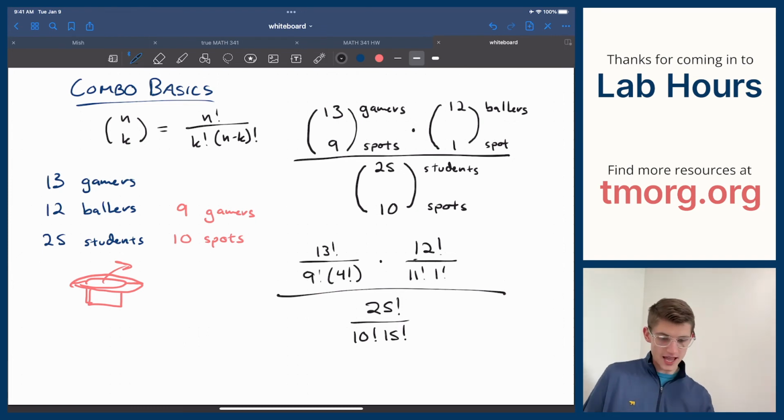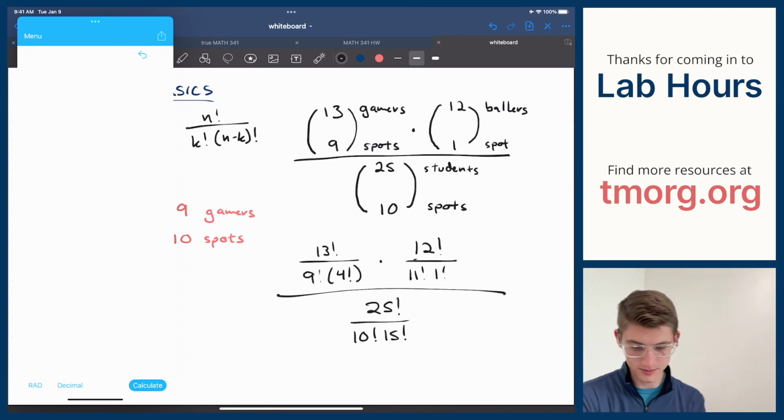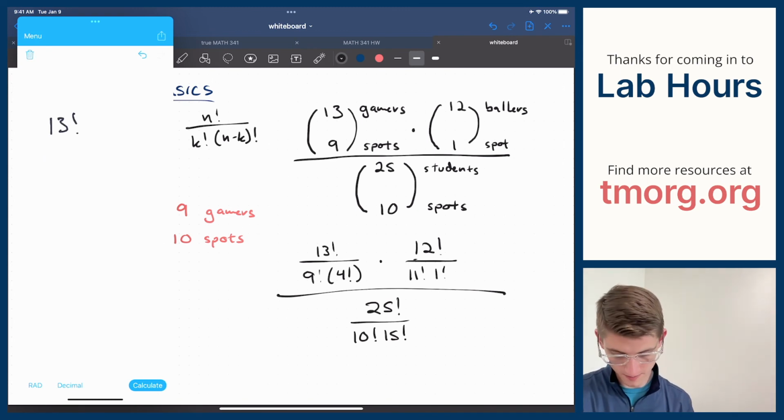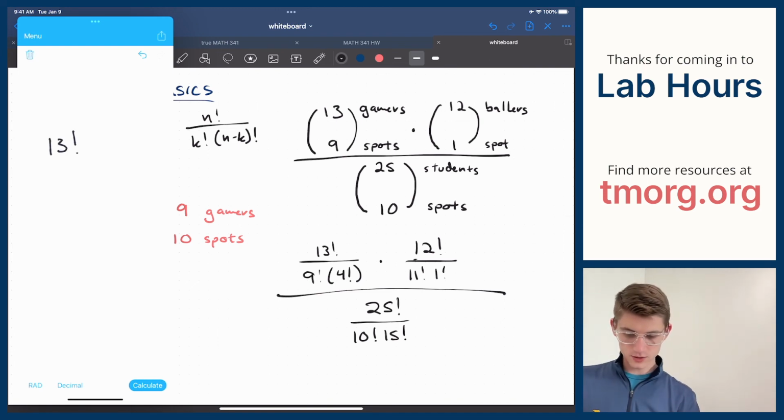Great stuff. Excellent stuff. I'm going to bring up my little calculator that I've got here so that we can actually do this math. And I believe it does factorials, right? Gorgeous. Okay, so let's just do 13 factorial over 9 factorial times 4 factorial, right?